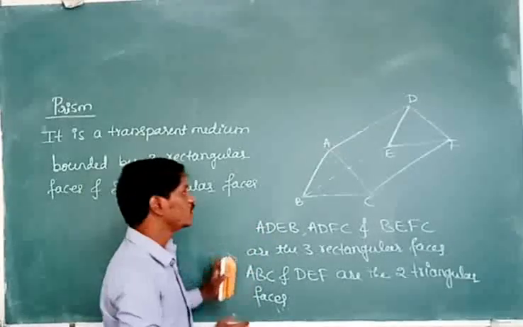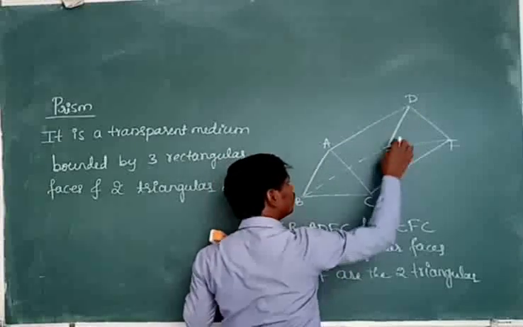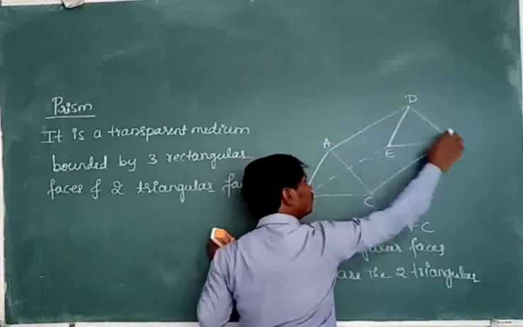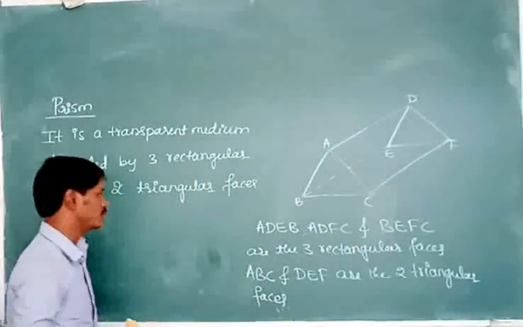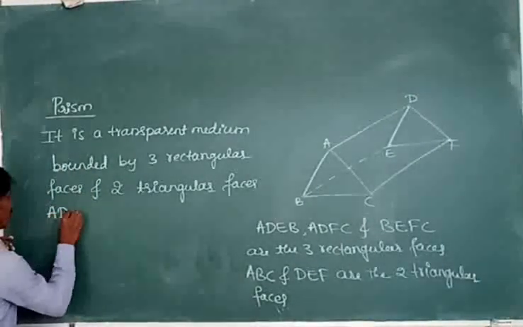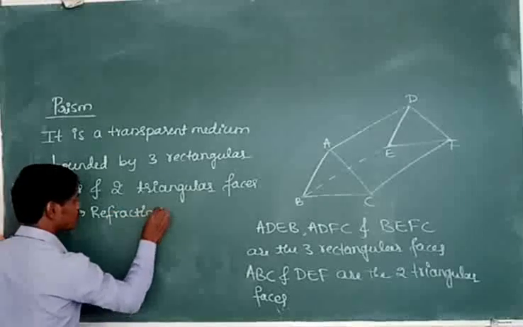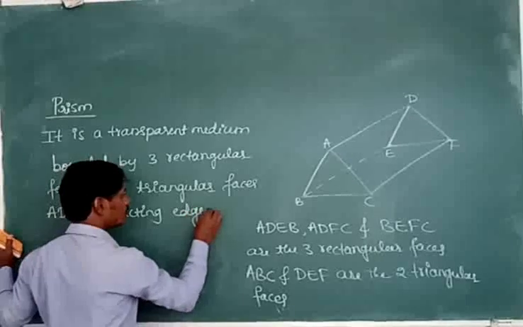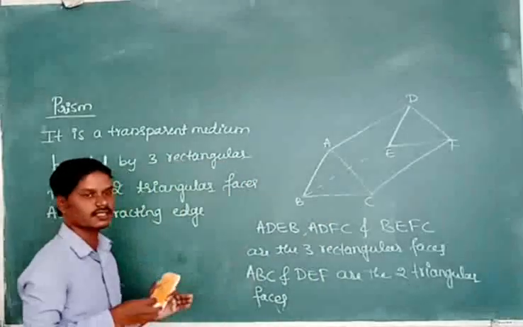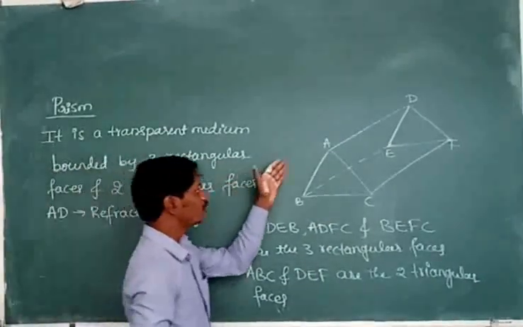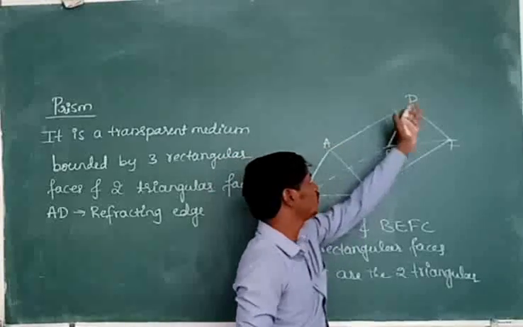What is the refracting edge here? It is the common line. Here, AD is the common line for ADEB and ADFC. AD is called the refracting edge because it is the common line for the two refracting surfaces. What are those refracting surfaces? ADEB and ADFC. If we make the light incident on ADEB, the light emerges from ADFC.